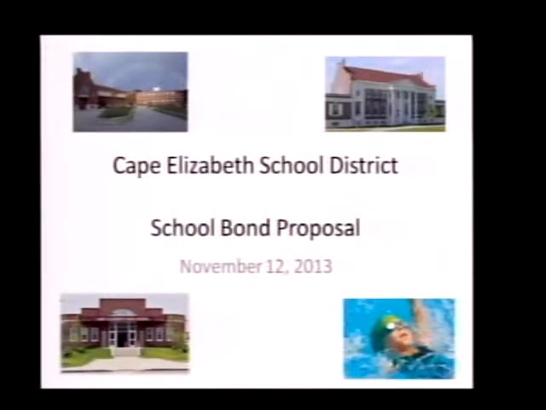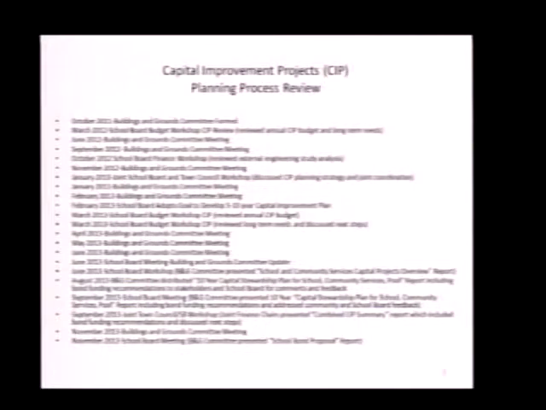So let me jump right in. Tonight's school bond proposal is part of a continuing effort to maintain and manage the significant investments made by Cape Elizabeth's community in the district school buildings, facilities, and equipment. Over the past 2 years, the school board's Building and Grounds Committee, Finance Committee, which includes the entire school board, the Strategic Planning Committee, and the entire school board have solicited stakeholder feedback on the district's capital needs and priorities.